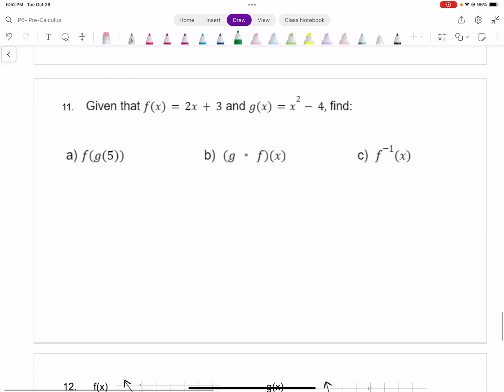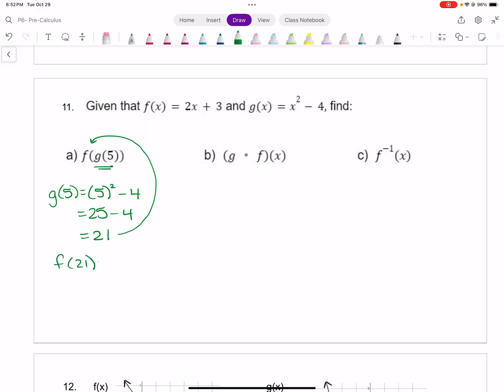Number 11, we're going to find g of 5 first with the composition. Remember, start closest to the number. So g of 5, we're going to have 5 squared minus 4. So 25 minus 4 gets me 21.